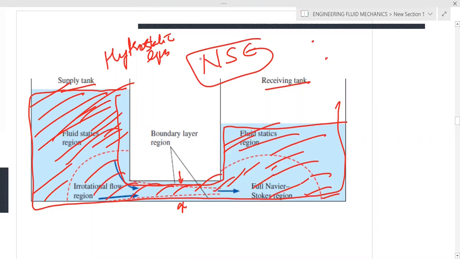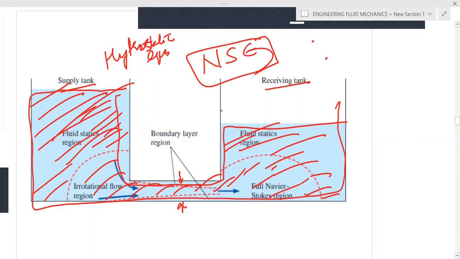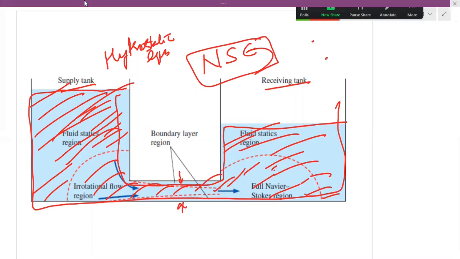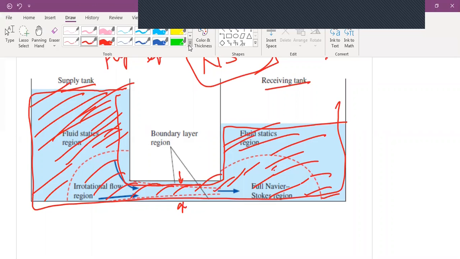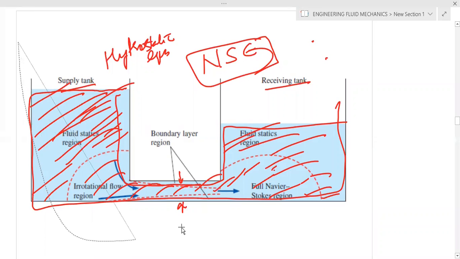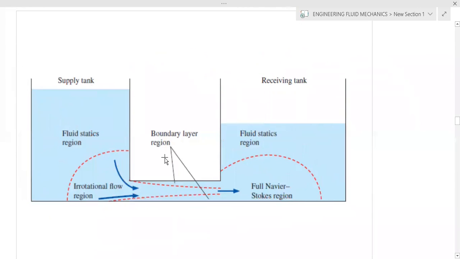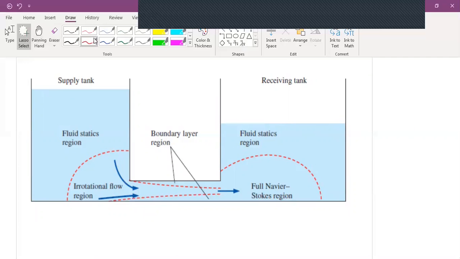What will be the problem if you want to solve the Navier-Stokes equation for the entire domain? Anyone? Akash? Yes, sir. If you want to solve the Navier-Stokes equation for the entire system, what will be the problem? Sir, some flow problem may come. Flow problem meaning laminar or turbulent? No, let us assume everything is laminar, then what can be the problem? Why can you not solve this? Anyone?